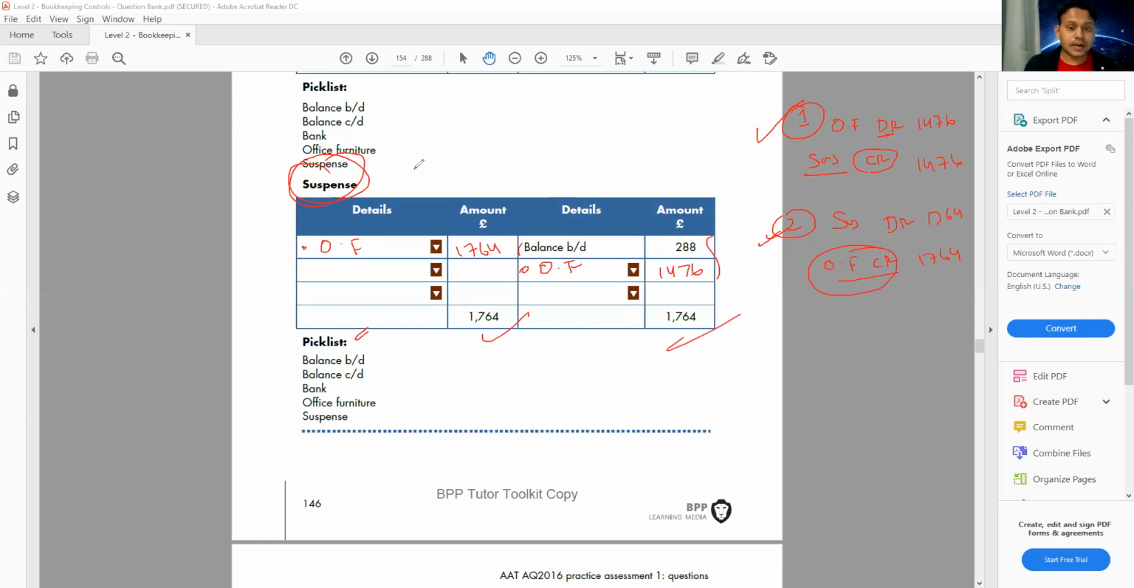The suspense account has to be both sides equal. Suspense account cannot have any carried forward. So suspense account cannot have any opening balance or closing balance. Suspense account has to be vanished.